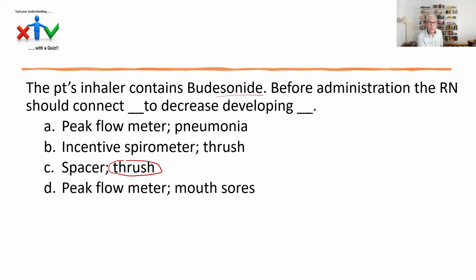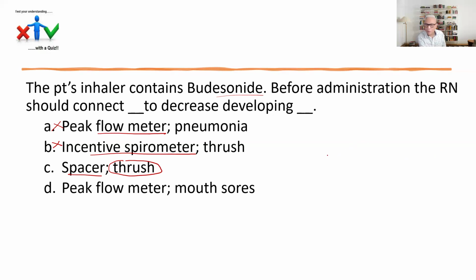The other thing that needs to be done is to enhance the delivery of these steroids, and there are several things that you could do. Now, a peak flow meter is a meter. It is something that would measure your expiratory force volume, so that would not be it. Incentive spirometer, I think you all know that. This is not going to be a delivery method for your steroids. But a spacer is going to be an adjunct to the administration of respiratory drugs.